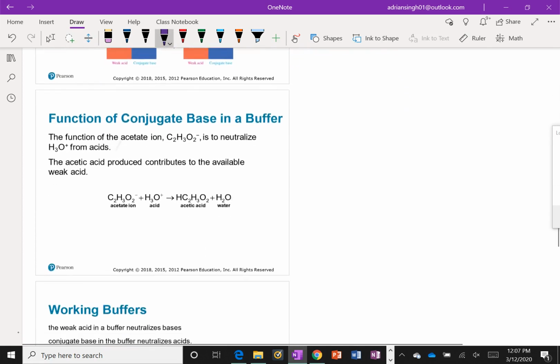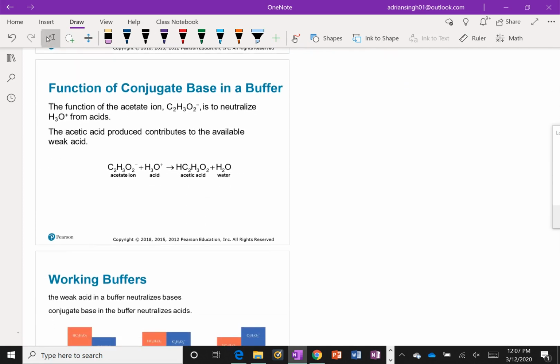The other component of the buffer, which is the conjugate base of the buffer, its function is to neutralize any acid or any hydronium that would be coming from an acid that's added to the buffer system. So if you add an acid, for instance, that acid is going to produce the H plus or the H3O plus. The base component of the buffer is going to neutralize that. It's going to act as a base, and it's going to accept an H plus from that acid. As a result, we end up making the acetic acid, which again is weak, and we also get a little bit of water as a result.